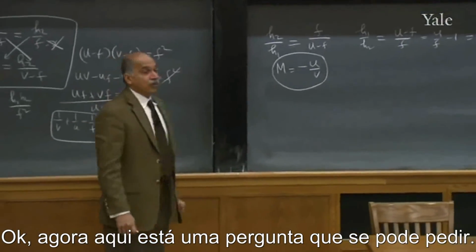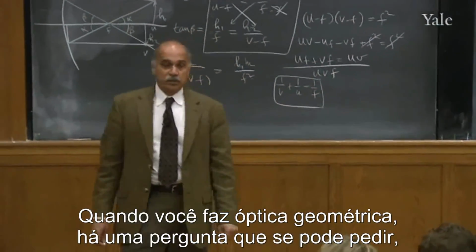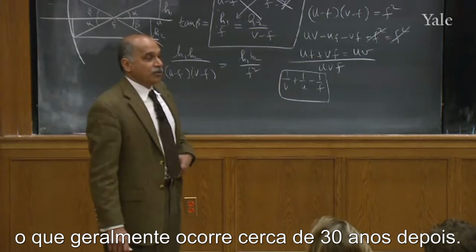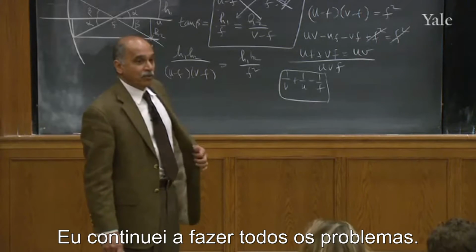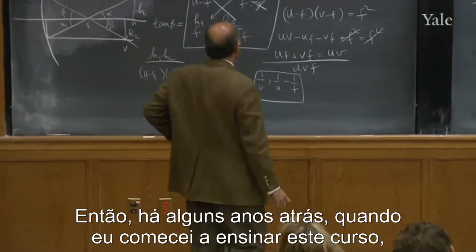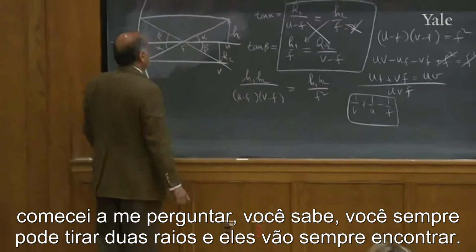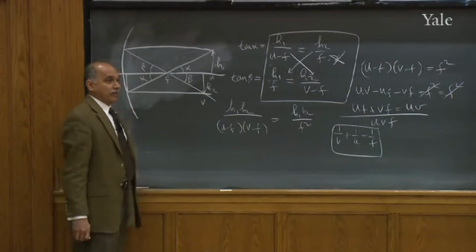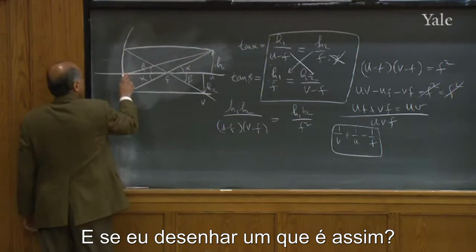Okay, now here's a question one can ask. When you do geometric optics, there's a question one can ask, which usually occurs about 30 years afterwards. Okay, I never asked that question. I kept doing all the problems. Then a few years ago, when I started teaching this course, I began to ask myself, you can always draw two rays and they will always meet. What if I draw another one? What if I draw one that goes like this?